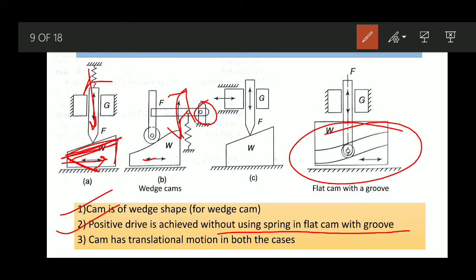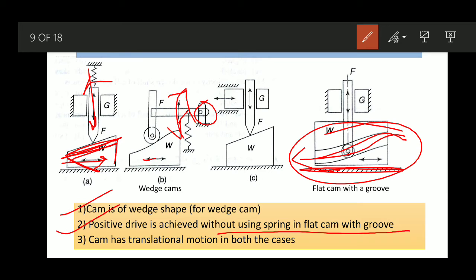Just like in the cylindrical cam, if we provide a flat cam, this is a flat cam, here it can move like this. Okay, if we provide a flat cam with some groove, then we can be sure that whenever there is movement of the cam, we can expect positive drive on the follower. That means the follower will always move, so that is positive drive.